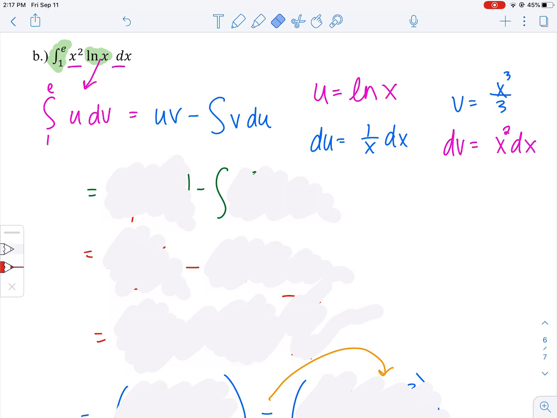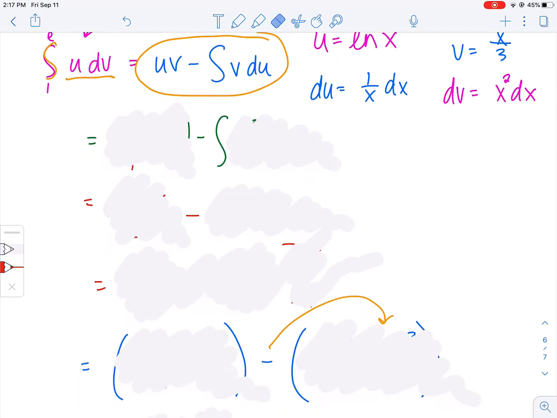Okay, so now that I have my four pieces, I can go ahead and plug into my equation because now I have u dv and I'm integrating from 1 to e, and I know that's the same thing as evaluating it from 1 to e. All right, here we go. Let's plug in our u. Let's plug in our v. Minus the integral of v times du.